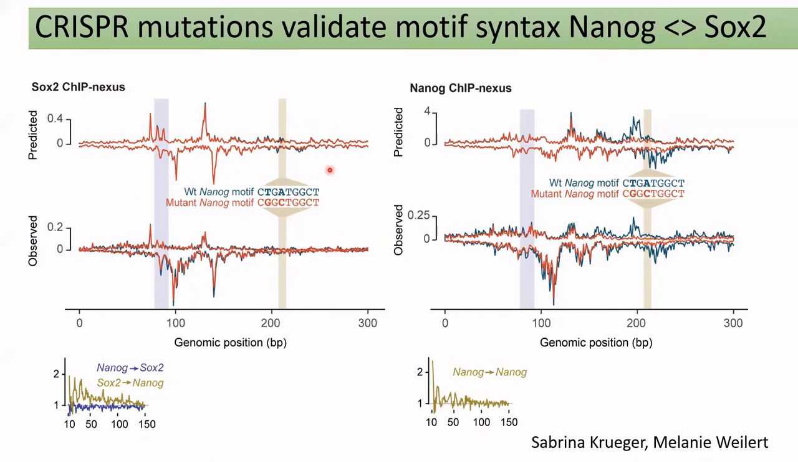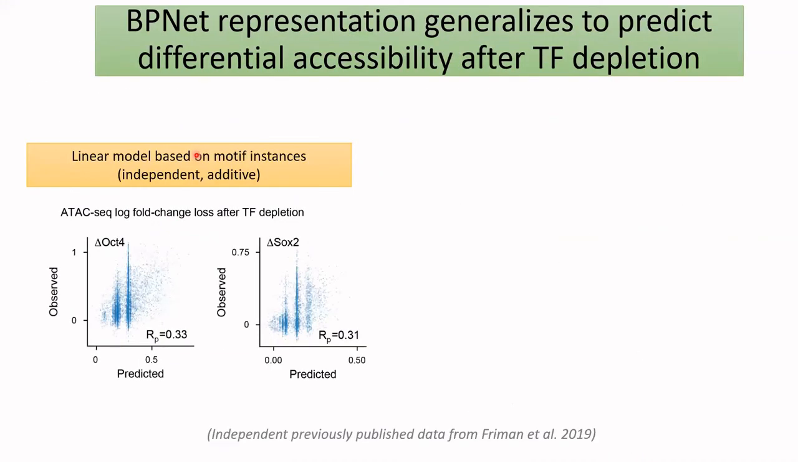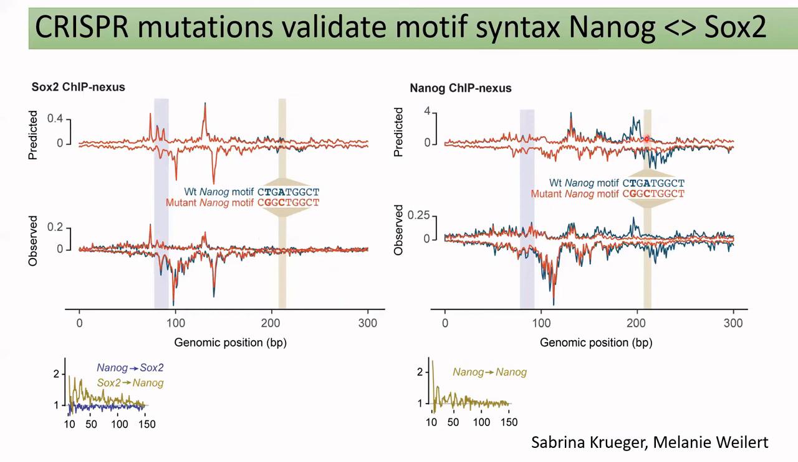So we can do the same thing where we mutate the Nanog motif, and we see it has very little or no impact on SOX2 binding. Sorry, I missed something. The Nanog motif does have a strong effect on Nanog binding, but it's mostly proximal. Okay, so this really validates the model's predictions.